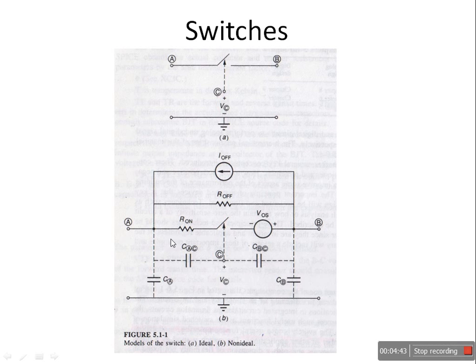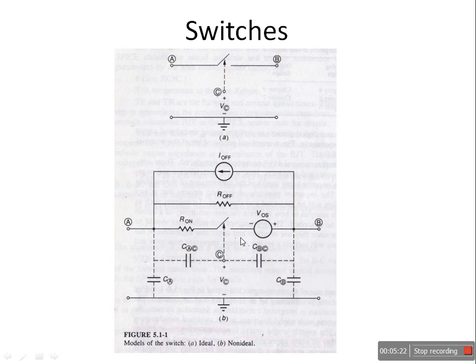So what is R on? R on is the on resistance. In practical switches it may be a very small resistance, but definitely it is there. Again, R off represents the off resistance, because it is not infinity, it is finite but a very large resistance of the order of 10 raised to power 12 ohms. Yes, it is a very large resistance but not infinity. Okay, and next is VOS, the offset voltage.